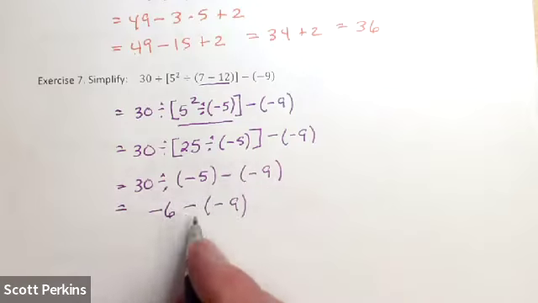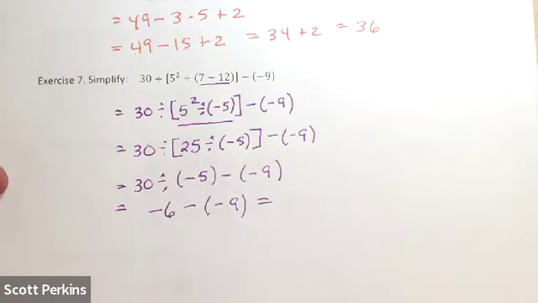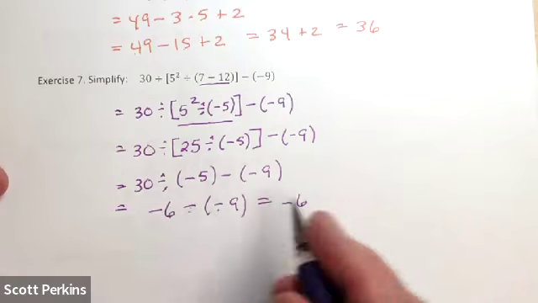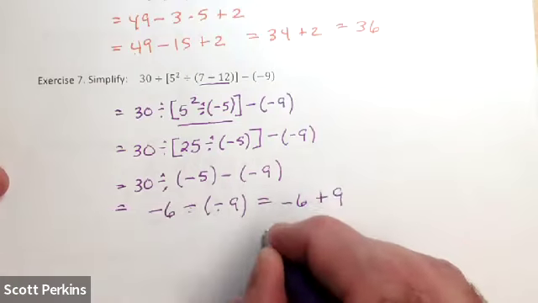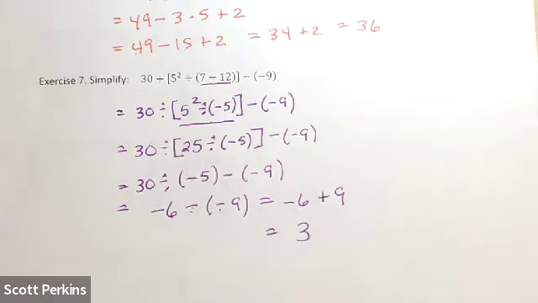And then I have negative 6 minus negative 9. We know from our rules for subtraction, two negatives make a plus 9. And so negative 6 plus 9 is 3 as the answer. If you got anything other than 3, then you made a little mistake. So go ahead and rewind the video and see what that is. So good luck on your order of operations problems and getting the right answer.